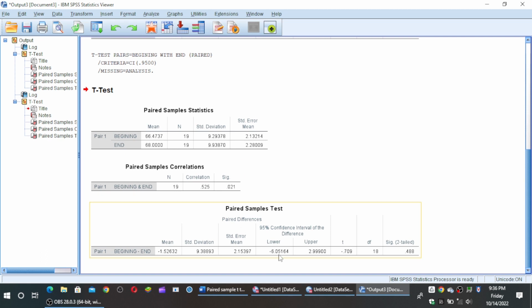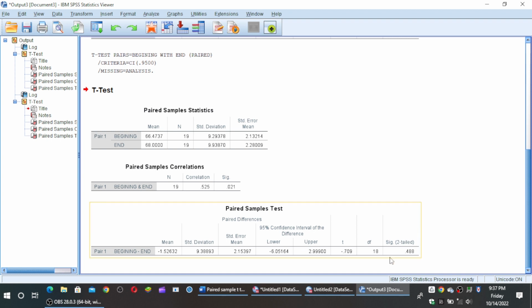Now, the third table here is the paired samples test. Look out for the T. This is the T value. The calculated T value is minus 0.709. When we run t-tests and we find that the T is carrying a negative sign, always ignore the negative sign in your interpretation. We'll use the absolute value. So the absolute value here is 0.709.